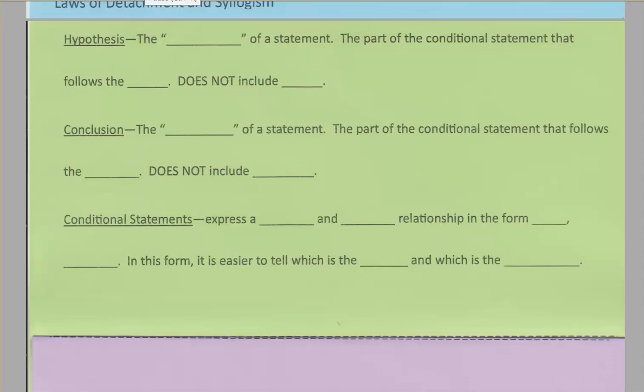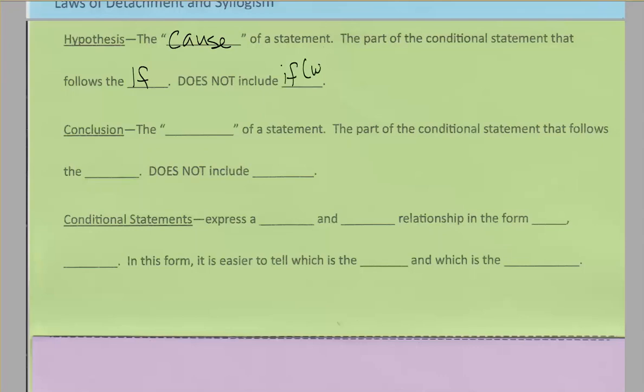We are starting the conditional statement part of our foldable, so turn to the second flap. We're starting off with hypothesis. I know that y'all know what that is in other classes, but in math, it is the cause of a statement. The part of the conditional statement that follows the if, and that will make sense to y'all in just a minute. But the hypothesis does not include the word if.